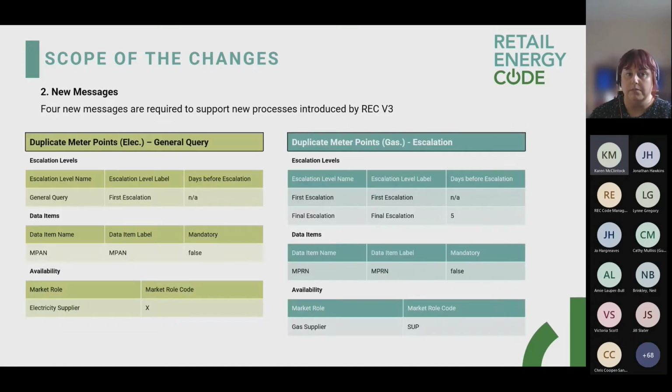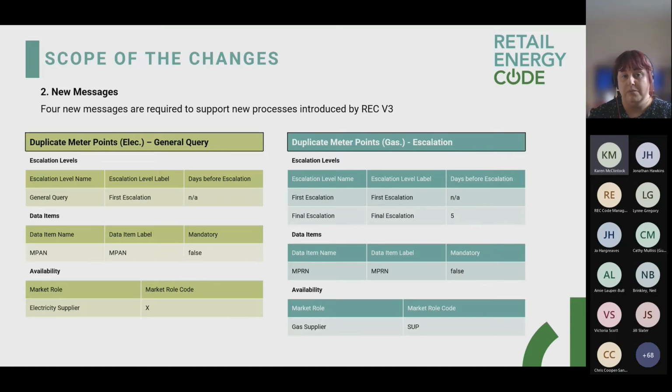Move on. The second area of change that will be seen in SDEP is around new messages. So again, it's this reflection of the changes to the schedule. There are going to be 4 new messages that are being introduced to SDEP. The first 2 that were shown here, these relate to the duplicate meter points with a general query for electricity, and then on here we've got the gas escalation. And again, it's that first and final escalation points being introduced as defined within the schedule.